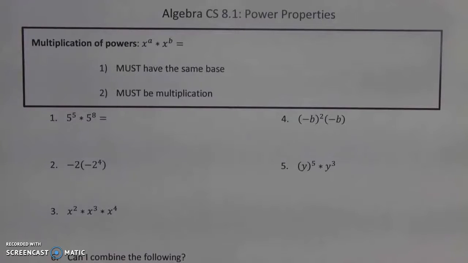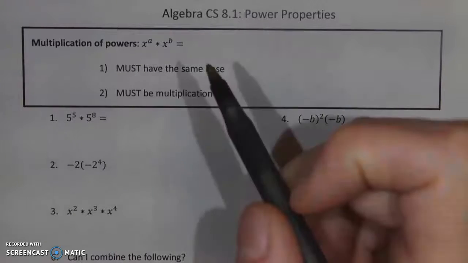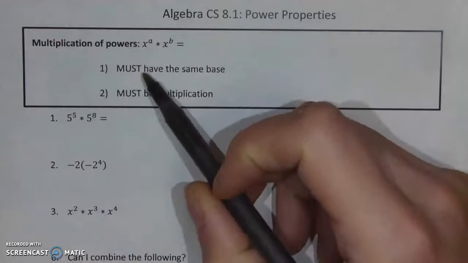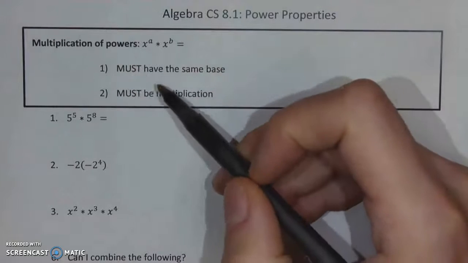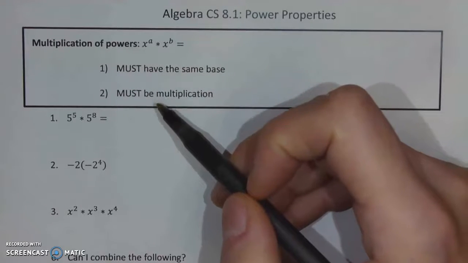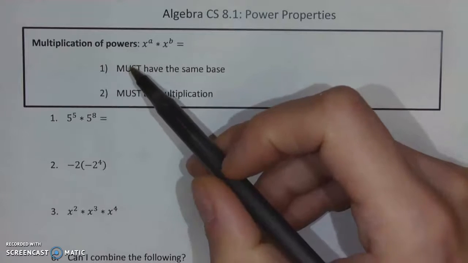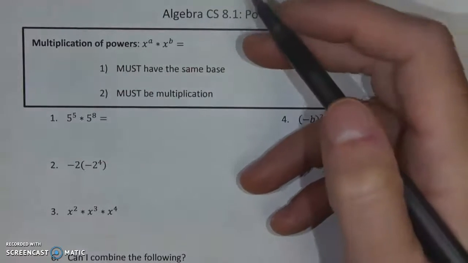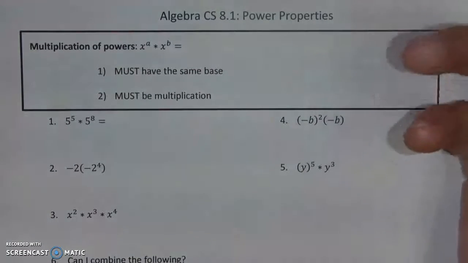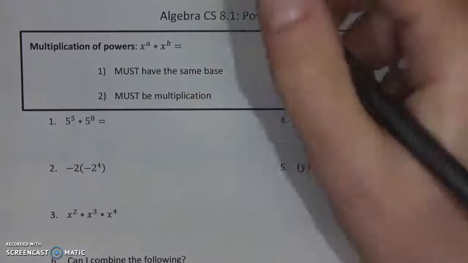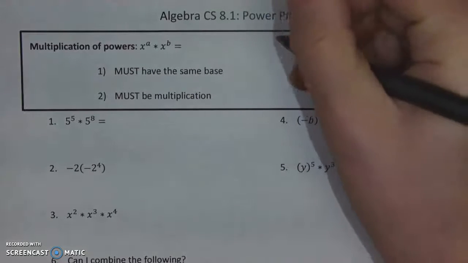So the first property that we're going to look at is multiplication. What happens when you multiply two powers that have the same base? Now notice there are two warnings here. They need to have the same base and they need to be multiplication. Must have same base, must have multiplication. And this is because what we're going to be doing with our shorthand here is something like this.